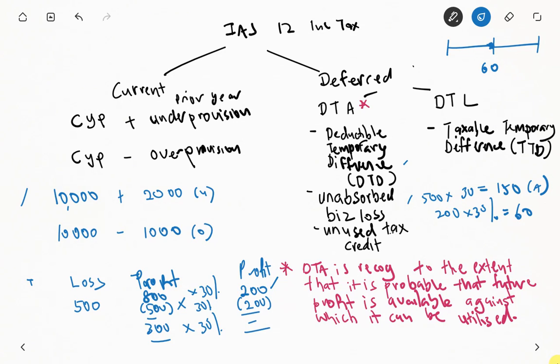Recurring losses will keep recurring, they are ongoing already. Therefore, there may be no future profit unless they say they're going to launch a new product, like Proton launching a new product that is very popular. Okay. So DTD will give rise to DTA, and TTD will give rise to DTL.